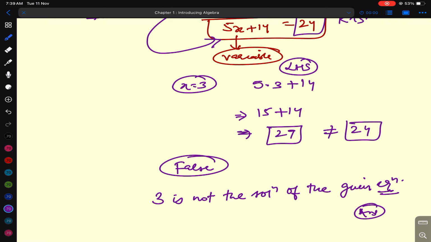Similarly, we are going to see the open sentence as an inequality in the next example. This was your example for the open sentence based on an equation. Now the next one is the open sentence based on an inequality.